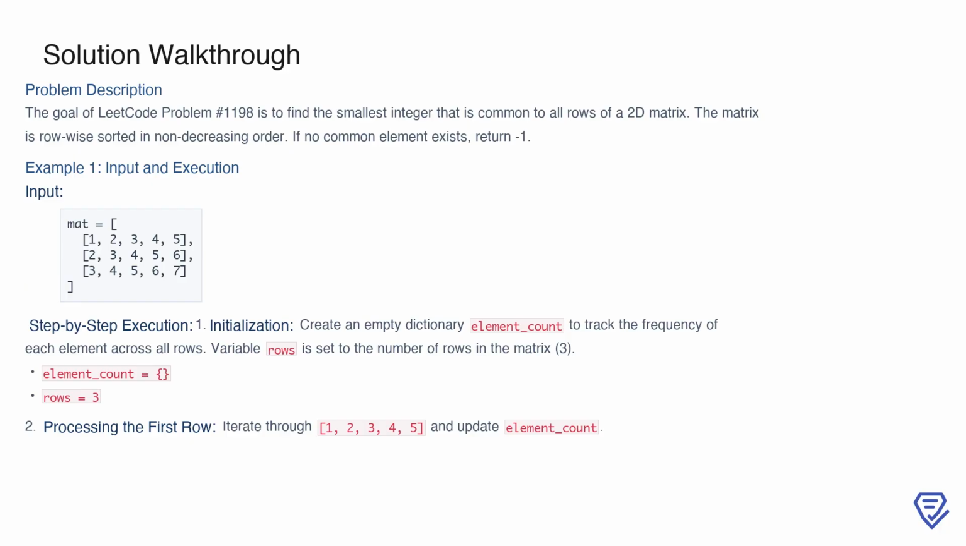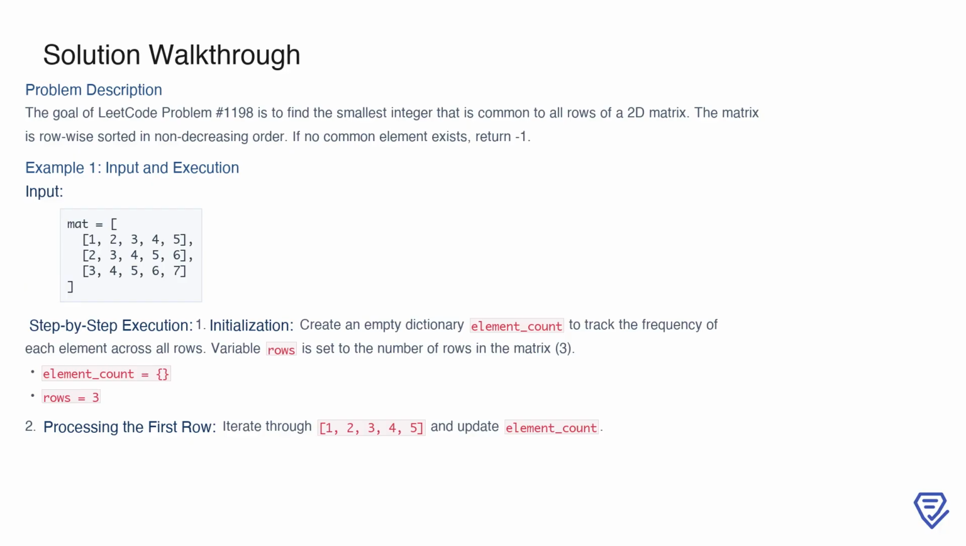Consider the matrix mat, where each row is 1, 2, 3, 4, 5; 2, 3, 4, 5, 6; and 3, 4, 5, 6, 7. To solve this, the first step is to initialize an empty dictionary called element_count to keep track of how many rows each element appears in. We'll also initialize a variable rows and set it to 3, which is the number of rows in the matrix. As we process each row, we'll update element_count to reflect the frequency of elements across the rows.